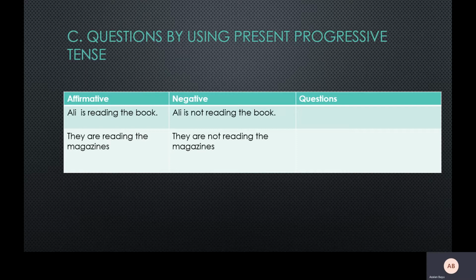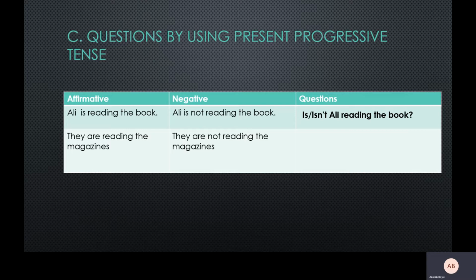All right, the next one. If you want to make a question from the present progressive, again you change it to negative, then you just jumble up the sentence and it becomes the question. Like this: Ali is reading the book. Ali is not reading the book. Is Ali reading the book, or isn't Ali reading the book? You put the verb at the beginning and then the subject after that. It will become the question, and you use a question mark.